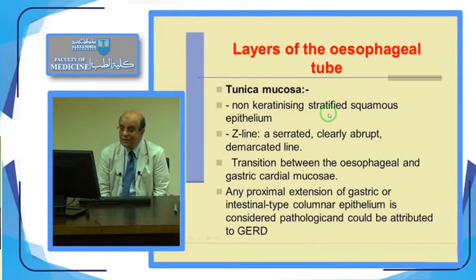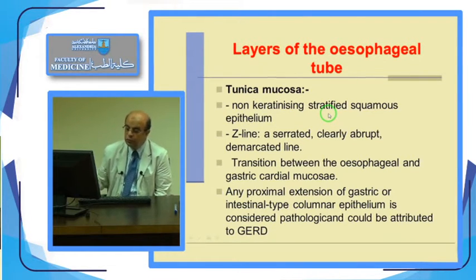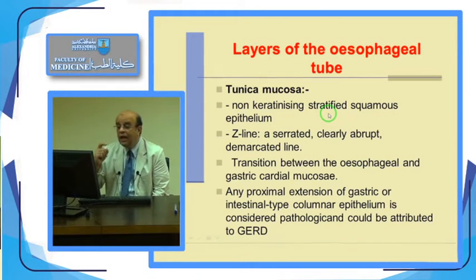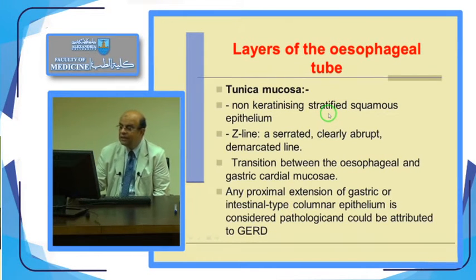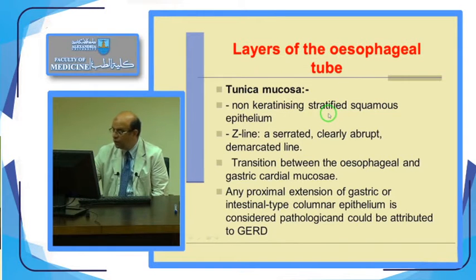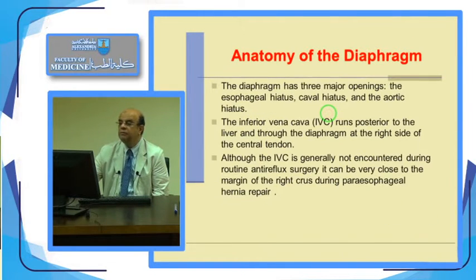So this is an important line because it denotes the gastroesophageal junction, and any proximal extension of gastric or intestinal type columnar epithelium, as we will discuss later, is considered pathologic and could be attributed to gastroesophageal reflux disease.